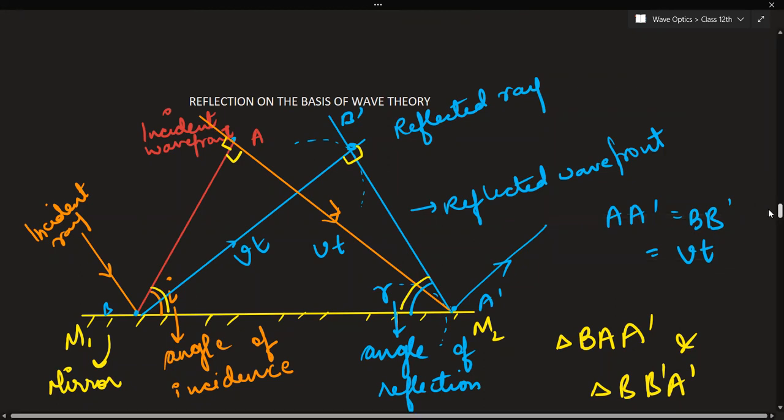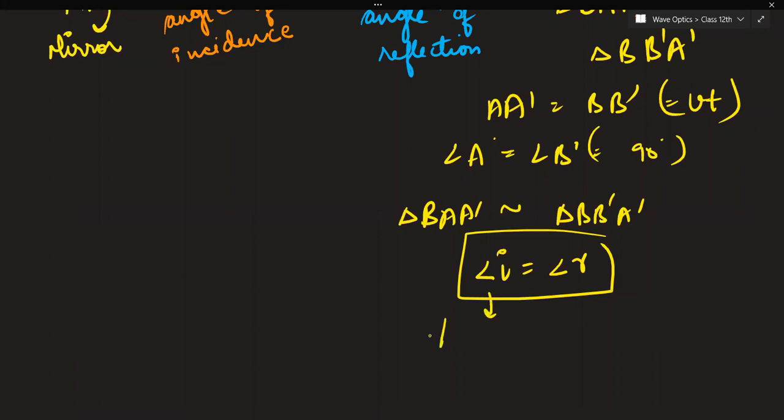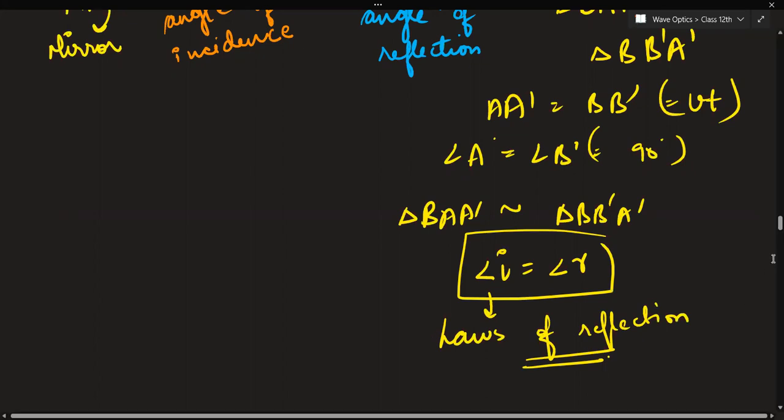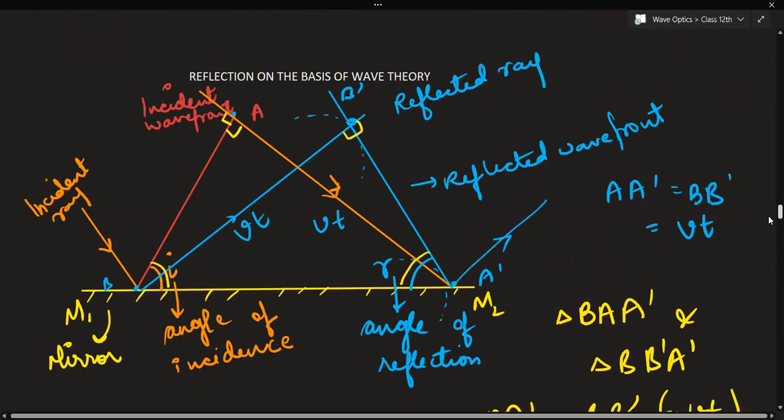And that is the basis of reflection in wave theory. It means the incident ray and reflected ray all lie in the same plane. That is definitely there, but proving i equals r was difficult. So these are your laws of reflection. Both laws of reflection are directly proved by our Huygens' principle. Similarly, we'll prove refraction also. Refraction can also be proved through Huygens' principle, wave theory.